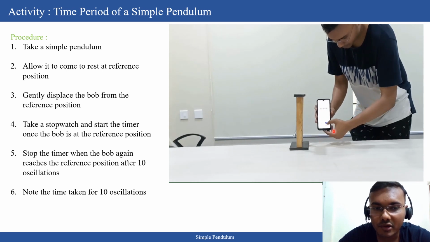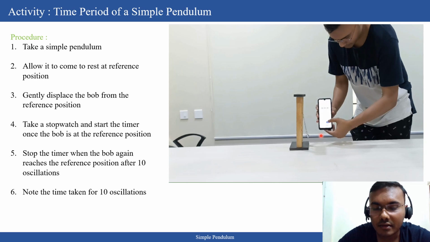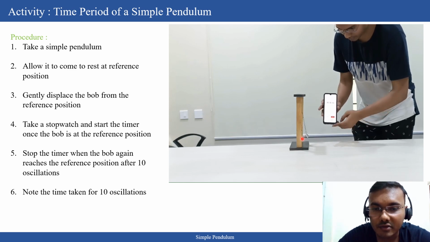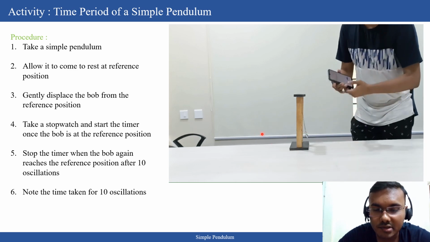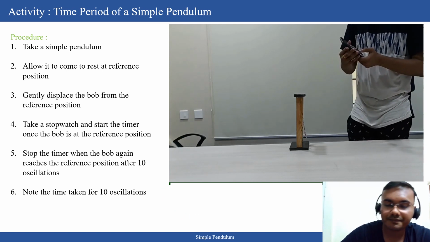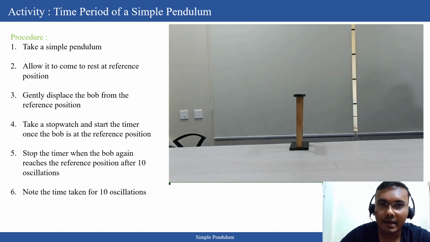You can take a simple watch also, like a table watch, or a wall clock, or a wristwatch works, and then start the stopwatch when the bob is at the center position, and after 10 such oscillations stop the timer and note the time taken for 10 such oscillations.